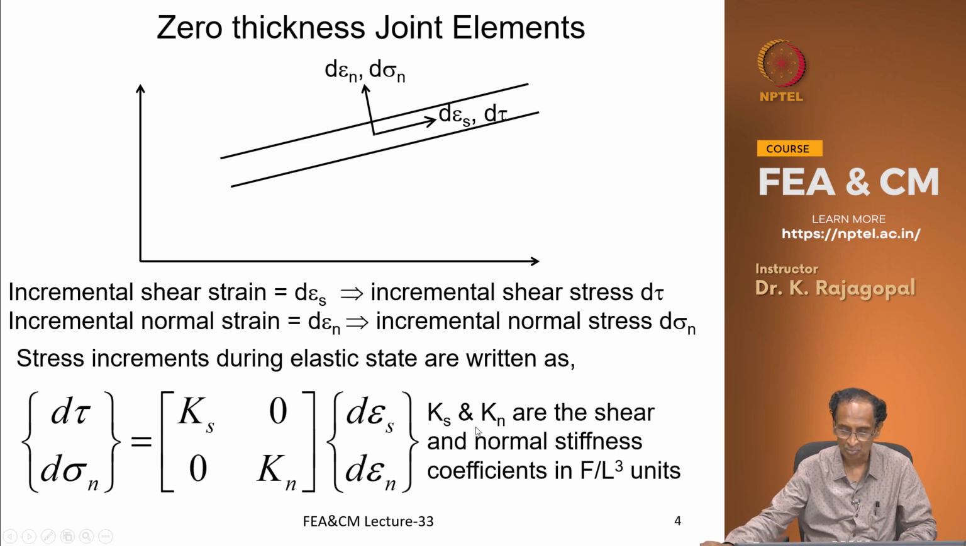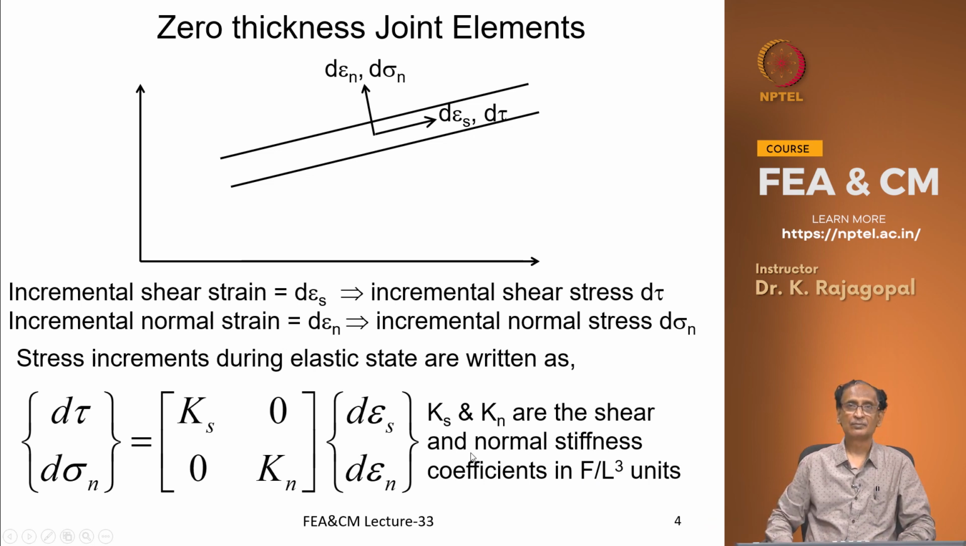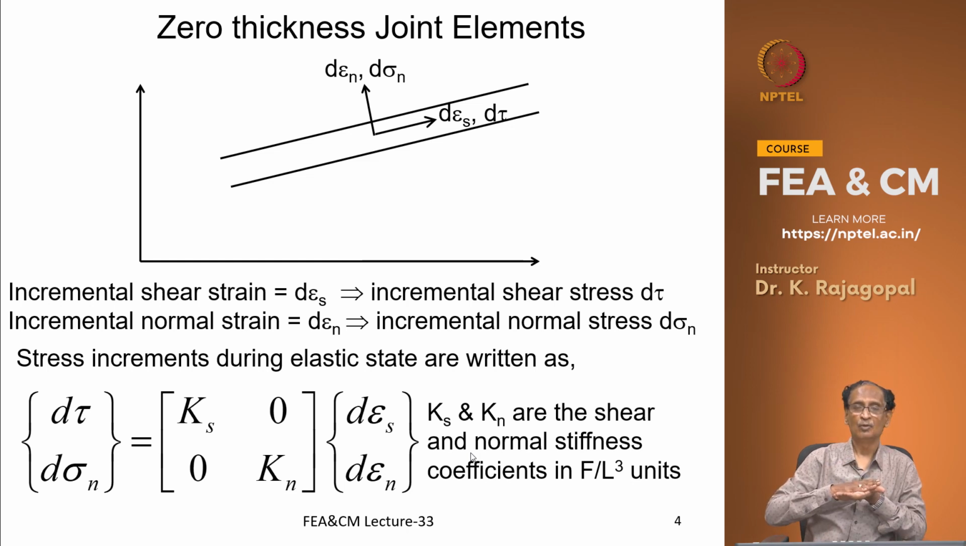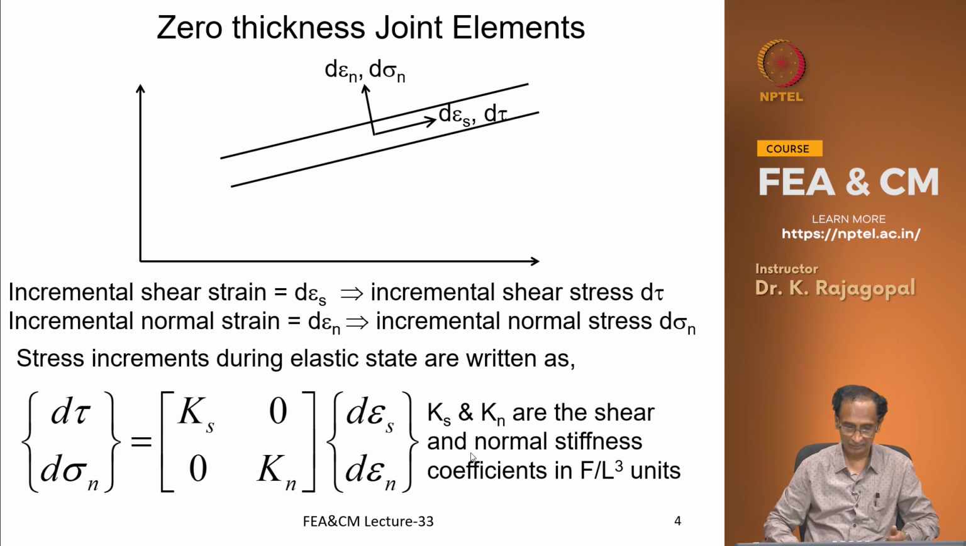And our ks and kn are the shear and normal stiffness coefficients in the units of F by L cube, because the strains for the joint elements we have defined them in terms of the relative deformations. These are not the gradient of the displacement, but it is basically at the interface what is the relative displacement between the two surfaces.